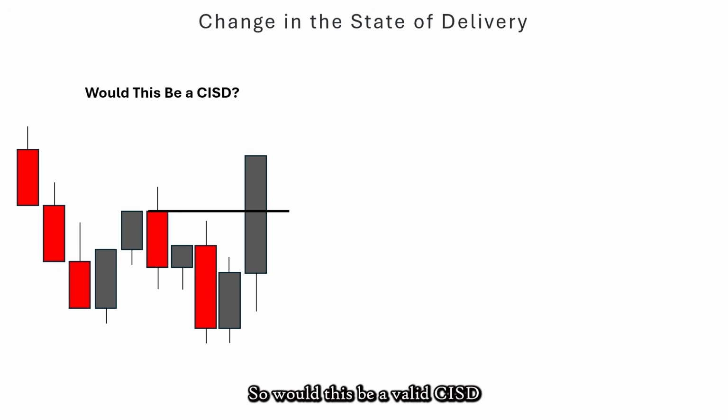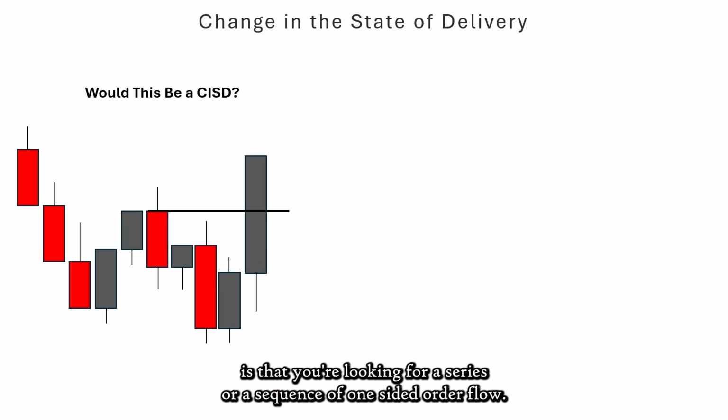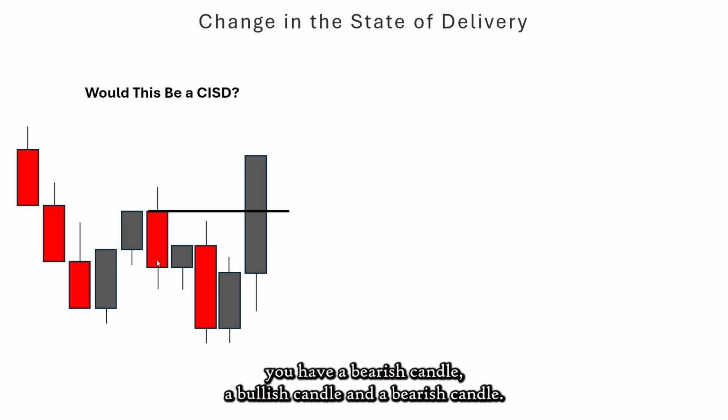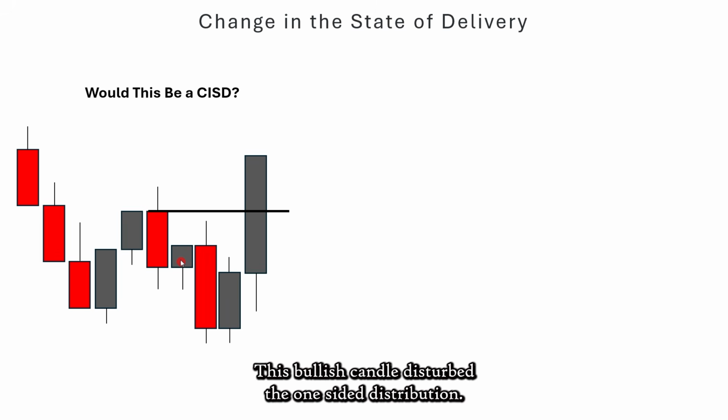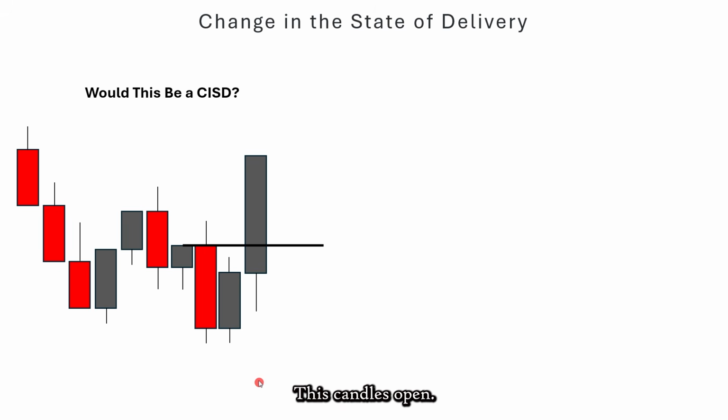So would this be a valid CISD? An important variable to take into account is that you're looking for a series or a sequence of one-sided order flow. So as you can see here, you have a bearish candle, a bullish candle, and a bearish candle. This bullish candle disturbed the one-sided distribution. So now, where would your CISD be? Remember, you're looking for one-sided order flow. And it would be this initiator, this candle's open.